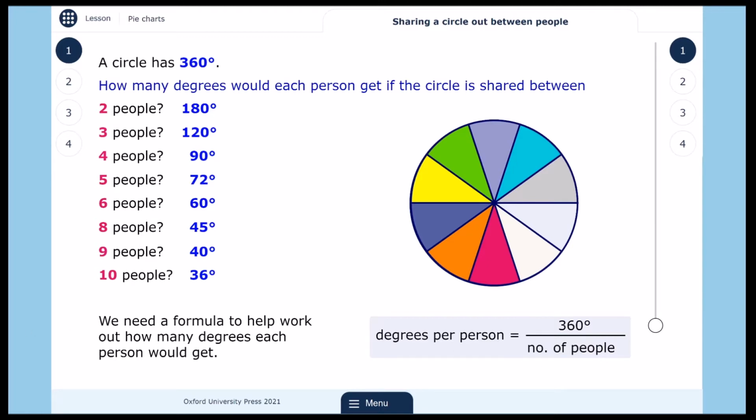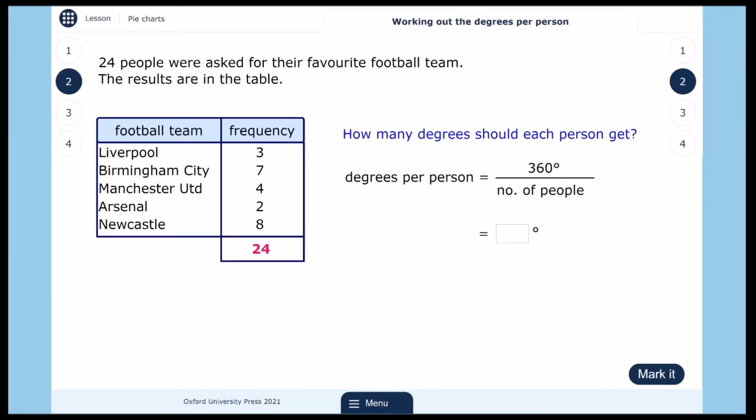So in this first example, 24 people were asked for their favourite football team and the results are shown in the table. The first thing we want to do is to work out how many degrees we want per person in our pie chart. As there are 24 people in total, we would do 360 divided by 24, and that gives us an answer of 15 degrees per person.